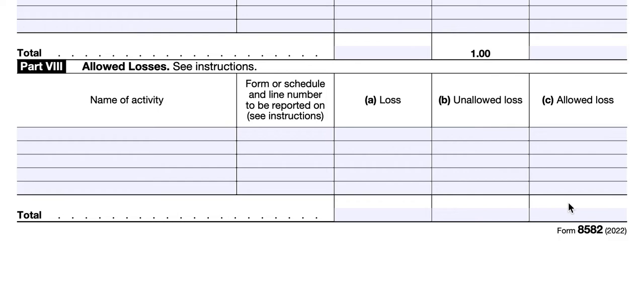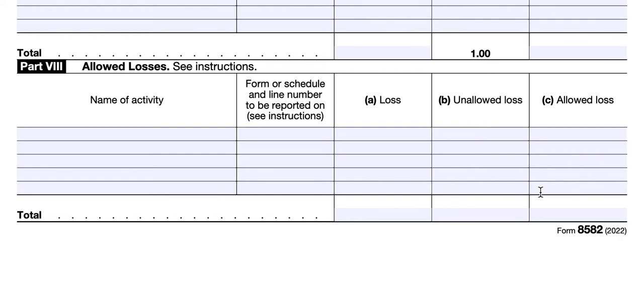For column B, for each activity entered in Part 8, you will enter the amount from column C of Part 7 for the activity. These are your unallowed losses for the tax year. Keep a record of these amounts so they can be used to determine your passive activity loss in future years. And then column C is column A minus column B, which results in your allowed loss.